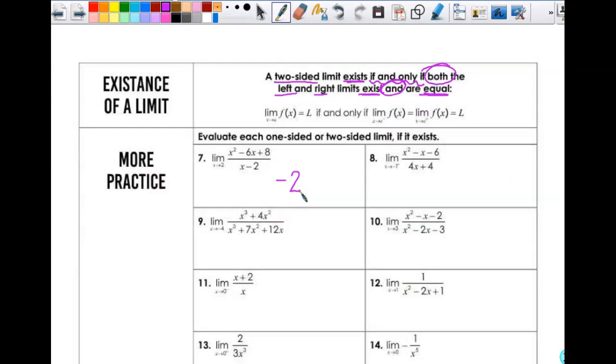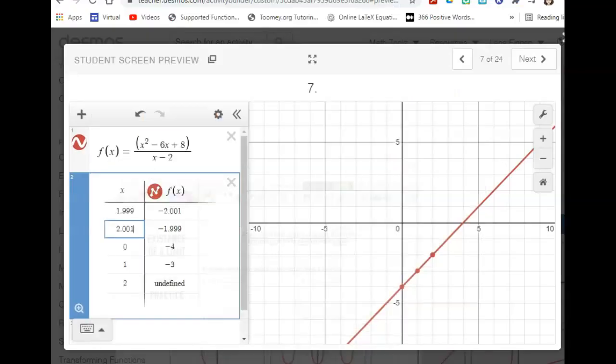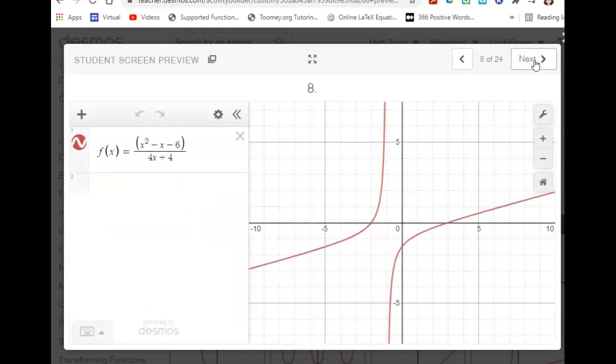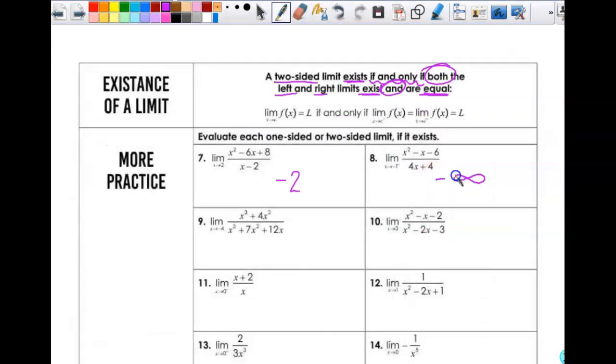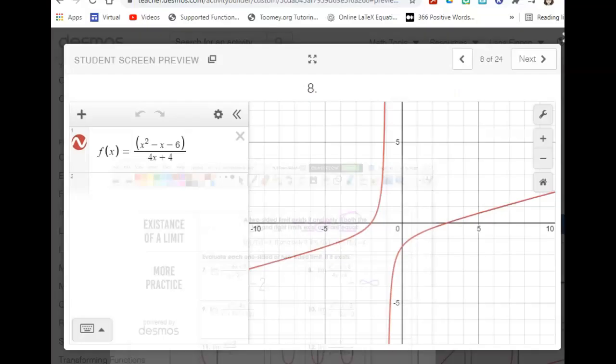All right. So let's look at number 8. On number 8, I want the limit as x approaches negative 1 from the right. So the positive means from the right. So as I come from the right, I'm approaching negative infinity. Now, if it was just approaching negative 1, I'd have to say it doesn't exist because they're different, but all I'm worried about is what's happening on the right-hand side. So as I approach it from the right, my answer is negative infinity. Let's look at 9.